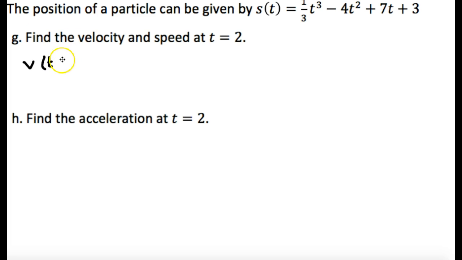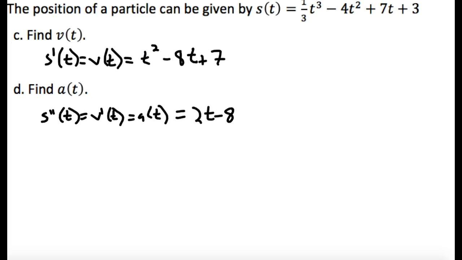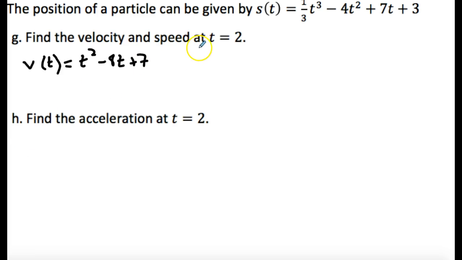So yeah, I'll go ahead and write it out. My velocity function was what? t squared minus 8t plus 7. Is that right? Yeah, t squared minus 8t plus 7. So I want to evaluate this at 2. So v of 2 will be 2 squared minus 8 times 2 plus 7. So we get 4 minus 16 is negative 12, plus 7 is negative 5.